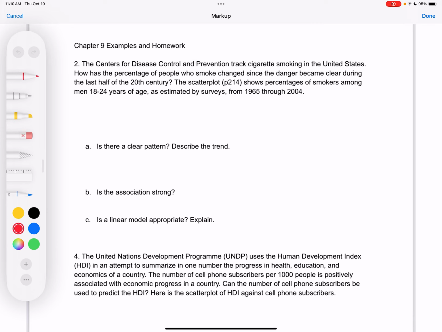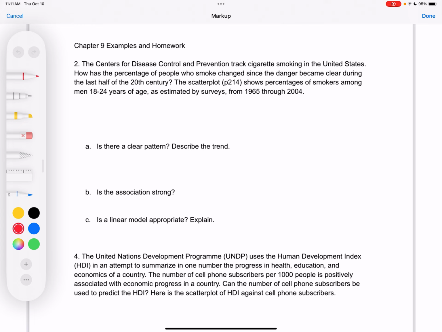Okay. The Centers for Disease Control and Prevention tracks cigarette smoking in the United States. How has the percentage of people who smoke changed since the danger became clear during the last half of the 20th century? The scatter plot on page 214 shows percentages of smokers among men 18 to 24 years of age as estimated by surveys from 1965 through 2004. So notice it has the percent on the y-axis and the year on the x-axis. Is there a clear pattern, and describe the trend?